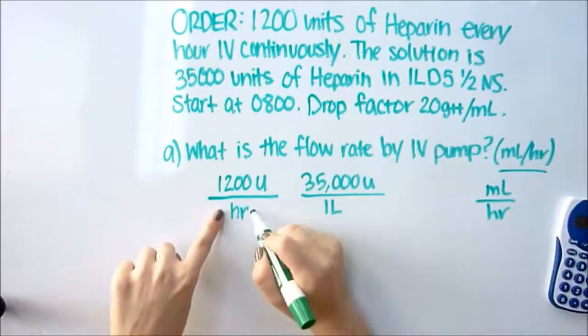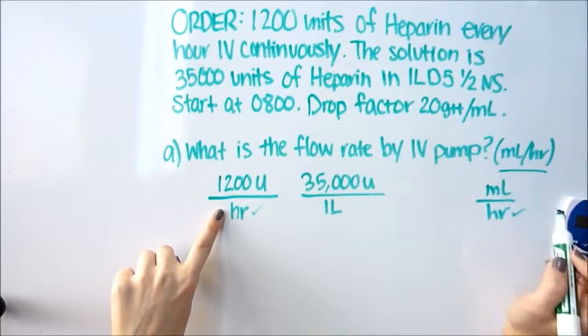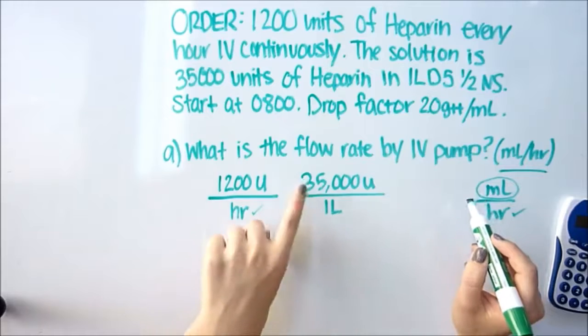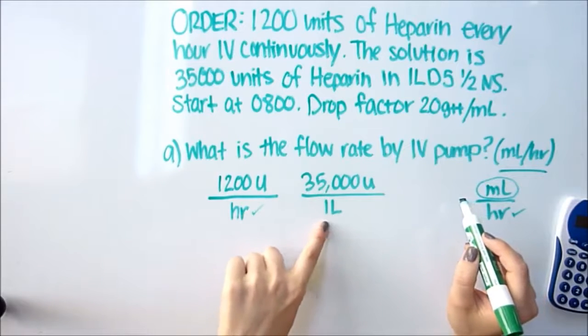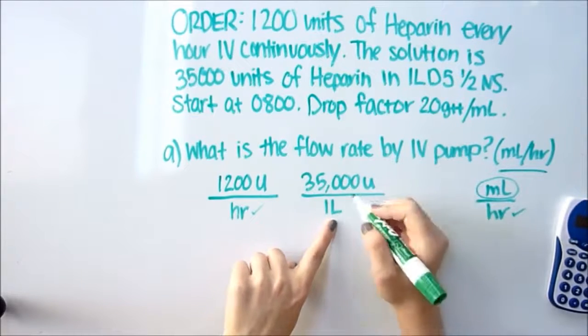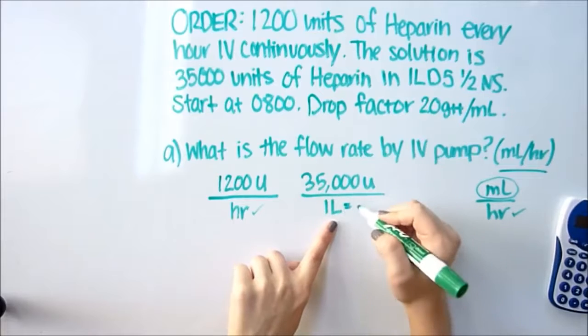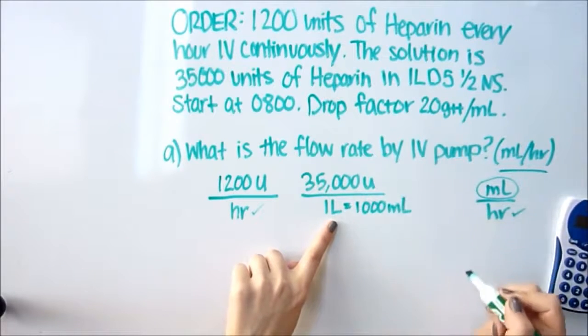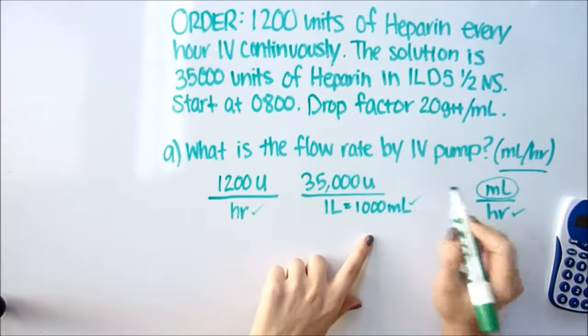So we have hours right here. That's already given. All we need is mLs. In order to get that, we have to look at this proportion right here. We have 1 liter. So we know that 1 liter is also equal to 1,000 mLs, right? So there we go. We have mL now.